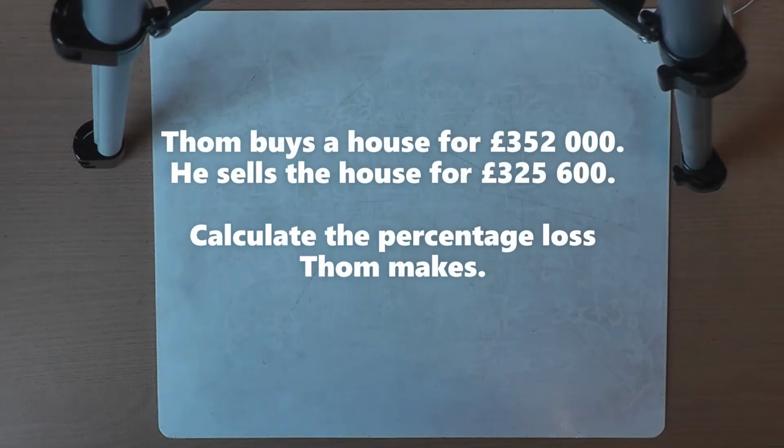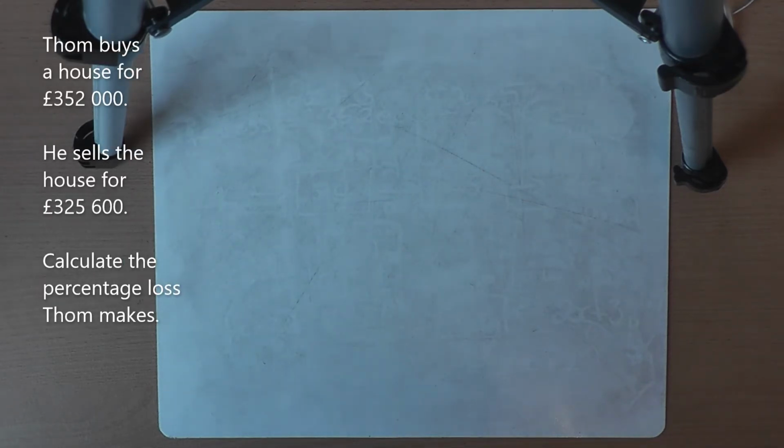Tom buys a house for £352,000. He sells the house for £325,600. Calculate the percentage loss Tom makes. So we're talking about percentage loss here. In the previous example, we were looking at percentage profit. Well, the same kind of ideas still stand.